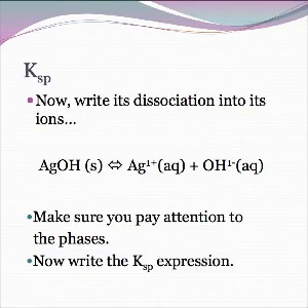Again, I have 1 of each of those ions, and the reason that I have 1 of each of those ions is because of the formula AgOH. We'll get more practice on this in just a bit. I want you to make sure that you pay attention to your phases. And as you look at your phases, I want you to think about writing a K expression. However, this time it's going to be called a KSP expression.